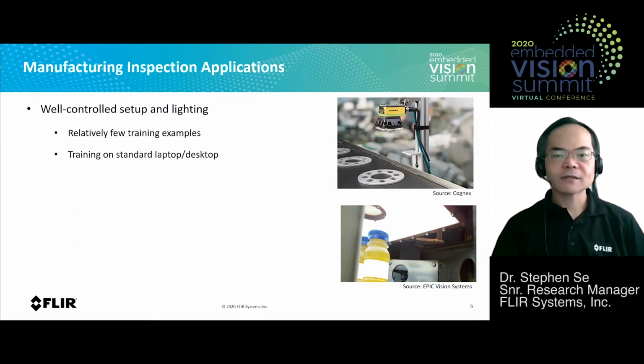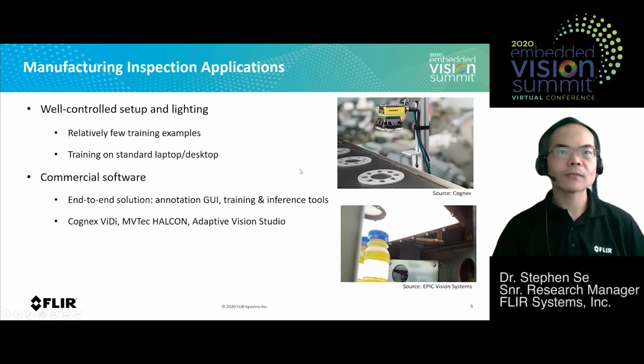So if you are interested, how do you go about applying deep learning to such applications? One approach is to make use of commercial software packages tailored to manufacturing inspection applications. They provide an end-to-end solution from image annotation GUI to training and inference tools. Examples of such software include Cognex VD, MV Tech Halcon, Adaptive Vision Studio, etc. The other approach is to make use of open source frameworks and tools such as TensorFlow and Caffe. This is the approach we'll be using for our case studies, and I'll explain in more detail shortly.